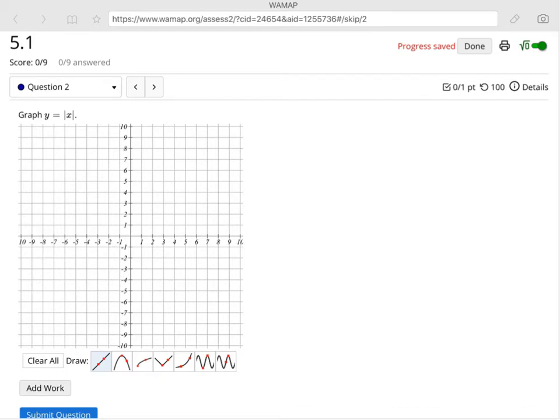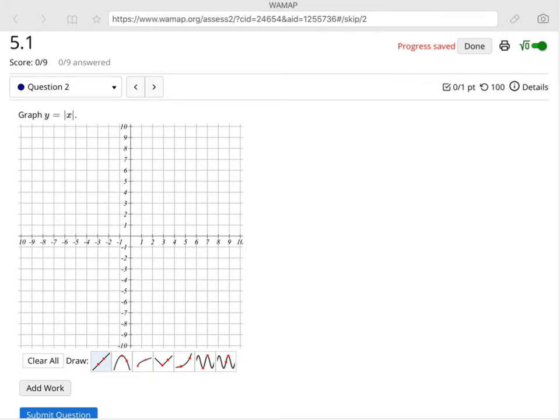The absolute value of 1 is 1. The absolute value of 2 is 2. The absolute value of 3 is 3. Because if it's already positive, it just stays positive. And you can see where this is going. No matter where I go on that right side, it's going to keep going up 1 and over 1 there.